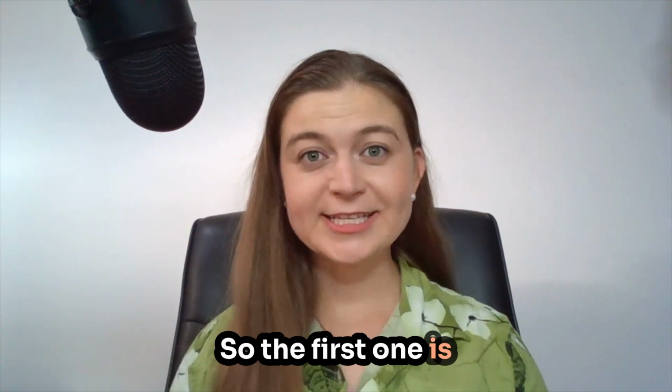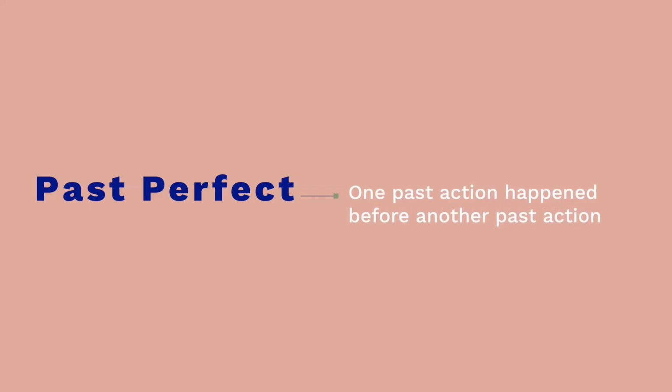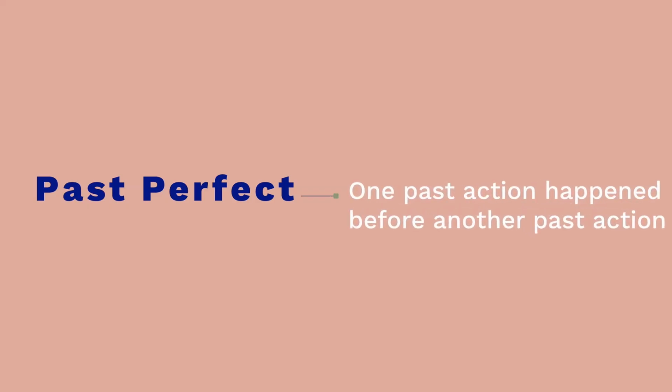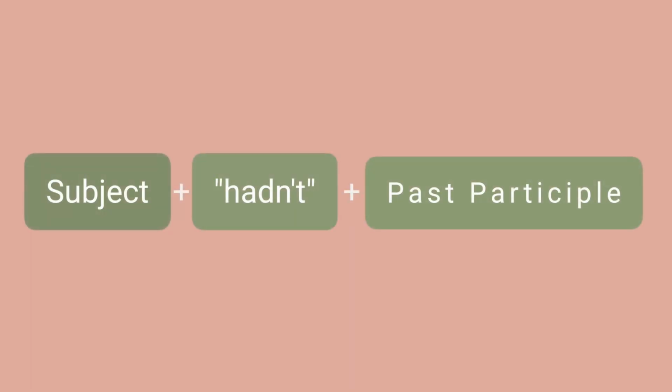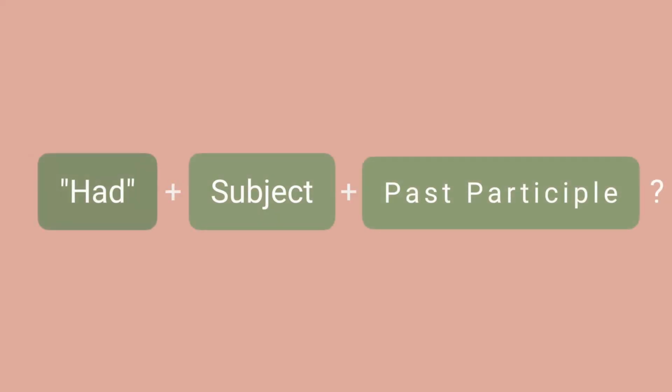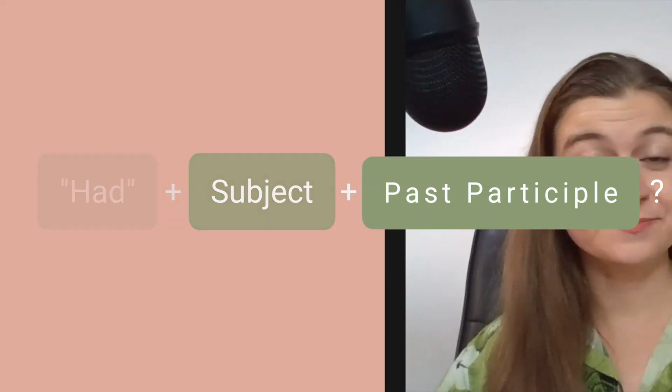So the first one is past perfect. We use the past perfect to show that one past action happened before another past action. And the past perfect is formed with the subject plus had plus the past participle. And in the negative, subject plus hadn't plus the past participle. And finally, the question form, we have had plus subject plus past participle. And that is the structure.